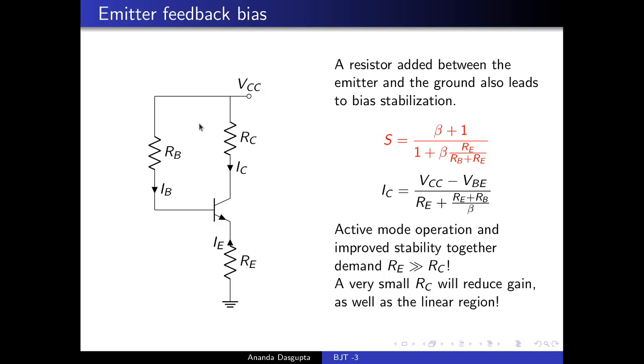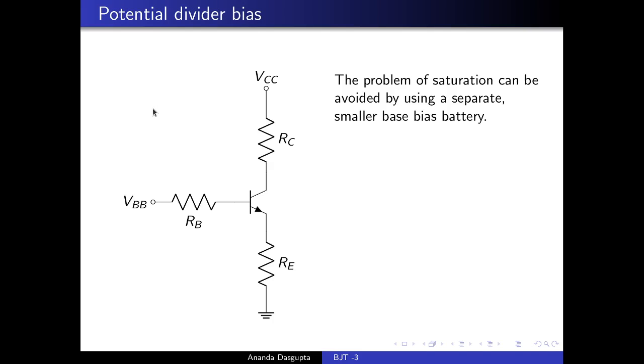All I really need to do is, instead of starting this end at VCC, I start this end at a much smaller value. So all you need to do is use a smaller, separate base bias battery. That will ensure that this end is already lower than VCC to begin with. So coupled with the drop across RB, that will ensure that this base is much lower than the collector to begin with. So no worries about saturation.